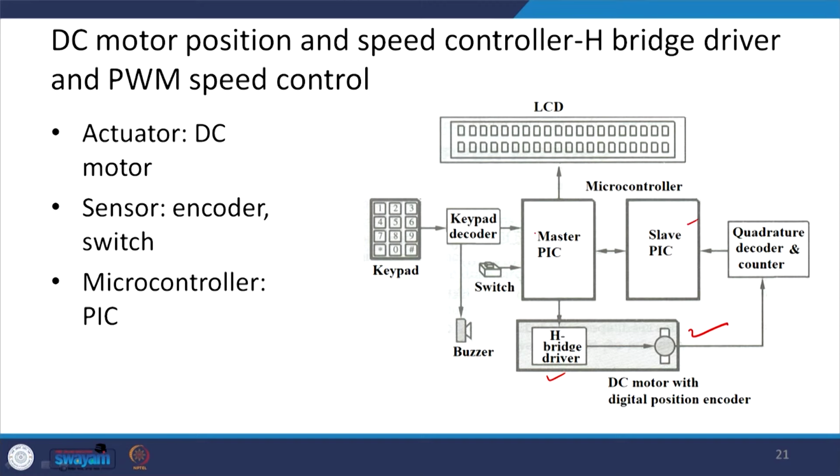We have a master PIC. These master and slave PICs are nothing but microcontrollers. For input we have a keypad and switches, and whether our keypad action is being registered can be identified with the help of a buzzer, and we have an LCD display. So here the actuator is the DC motor, the sensors are the encoder and switches, and the microcontroller is the PIC type microcontroller.